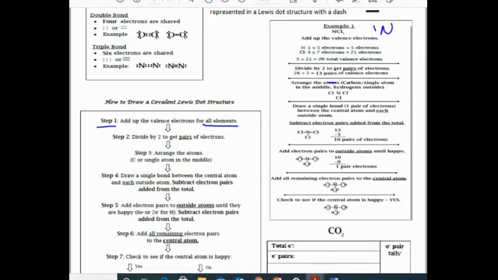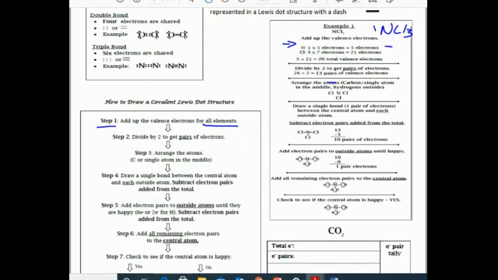I know it might be a little hard to see this example. That's what it is. So I have 1 nitrogen and I have 3 chlorines. In this example, I have 1 times 5 because every nitrogen has 5 valence electrons. So that's just 5 electrons total.